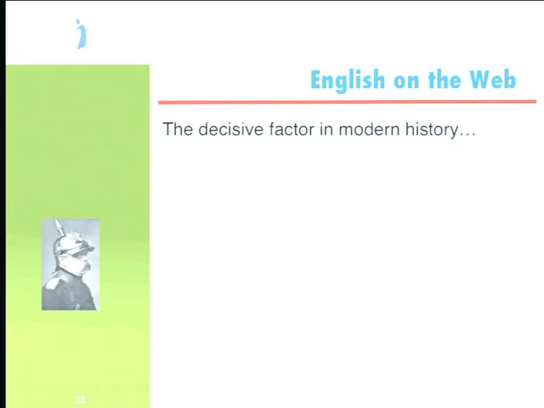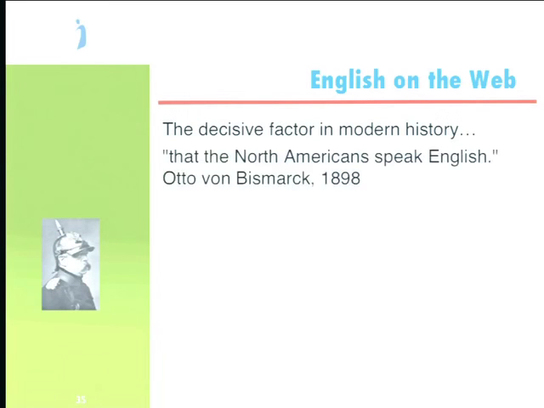Otto von Bismarck, if you'll cast your mind back, the late 19th century German chancellor who unified modern Germany, I love the hat, was asked by a young reporter in 1898 what he took to be the decisive factor in modern history. And he answered presciently, remarkable prescience, that the North Americans speak English. It turns out, if you think about it over the course of the 20th century, it would have been an enormously important and influential fact.